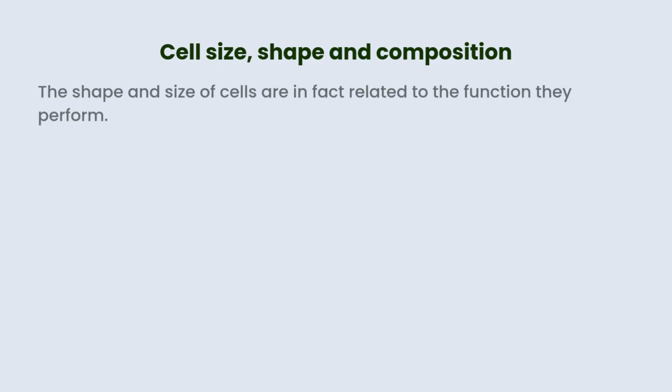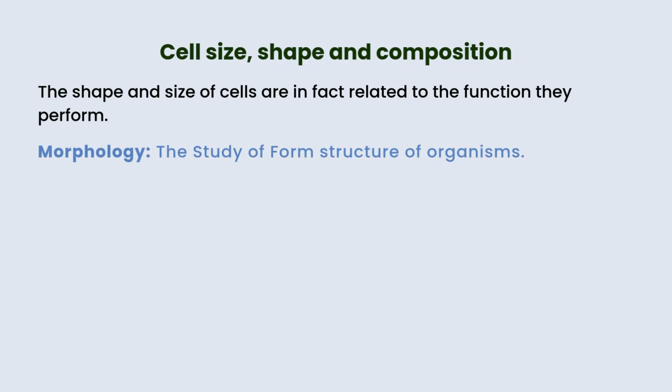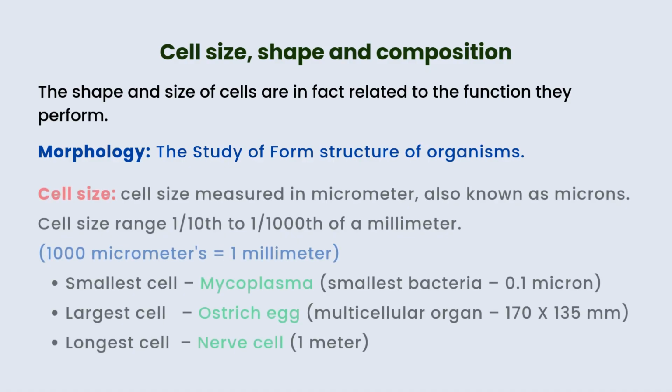Okay, let's go to our next subtopic, cell size, shape, and composition. The shape and size of cells are in fact related to the function they perform. Here I wanted to remember one point, morphology, the study of form and structure of organisms. Actually, I highlighted some points with blue and green color. Those are important points.